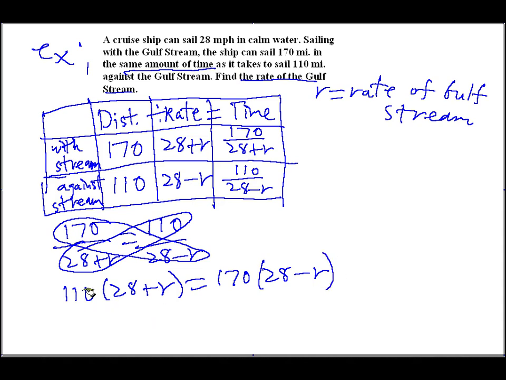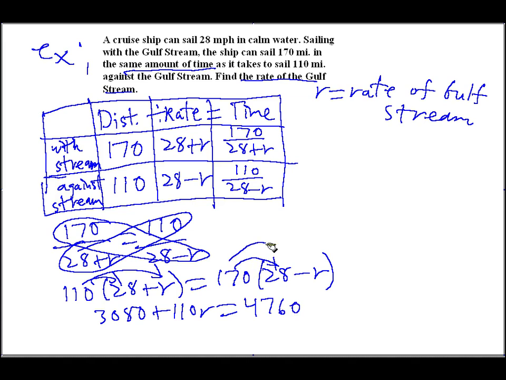Let's work it out. Use your calculator. 110 times 28 is going to be 3,080. Okay, 110 times R, 110R. Just punch it in the calculator. All right, 170 times 28 is 4760. And then 170 times negative R is minus 170R. Okay, I'm just solving this equation. No big deal.